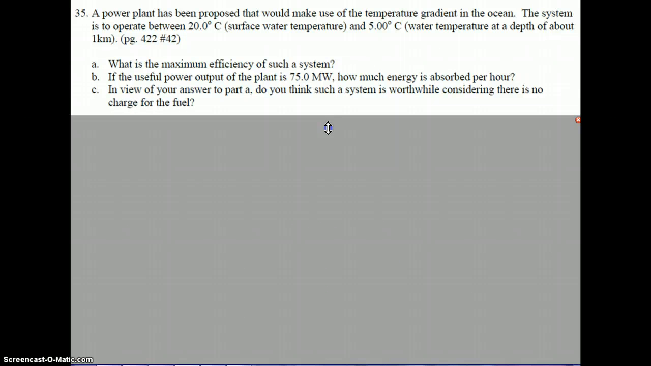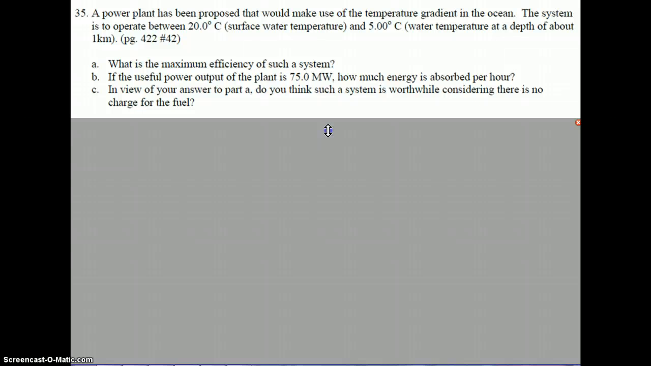If the useful power output of the plant is 75 megawatts, how much energy is absorbed per hour? And in view of your answer to part A, do you think such a system is worthwhile considering there is no charge for the fuel?